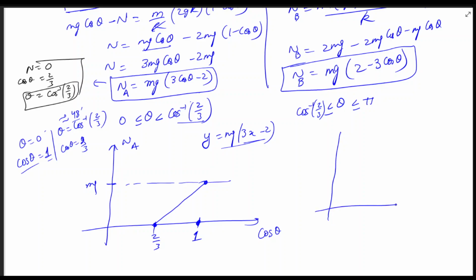Now for the second, this was Na. For the second, cos theta, and we have Nb. Now here theta is from 48 degrees to 180 degrees. If I take theta as 180 degrees, then cos will be -1. So this will be -1, and this is our 48 degrees, so 2 by 3, right?